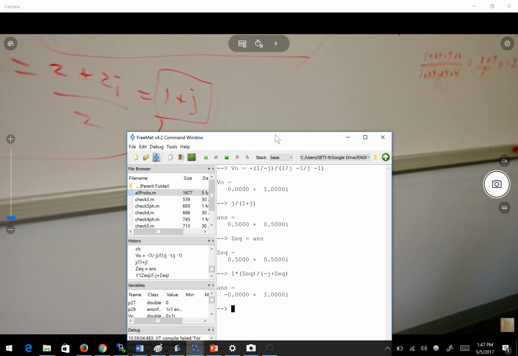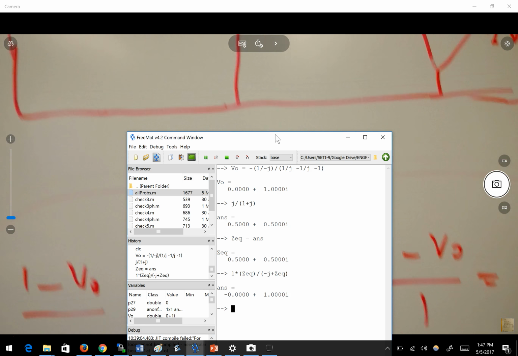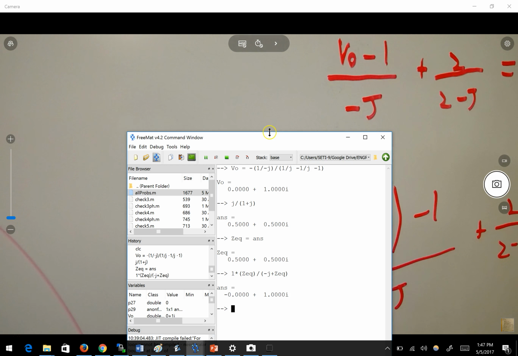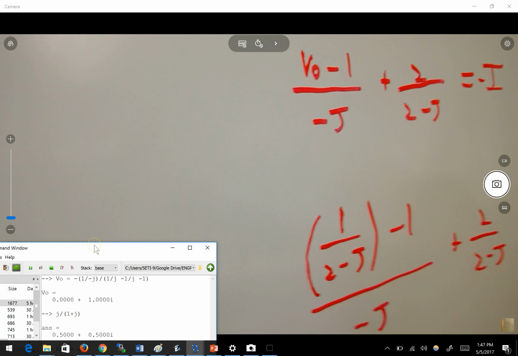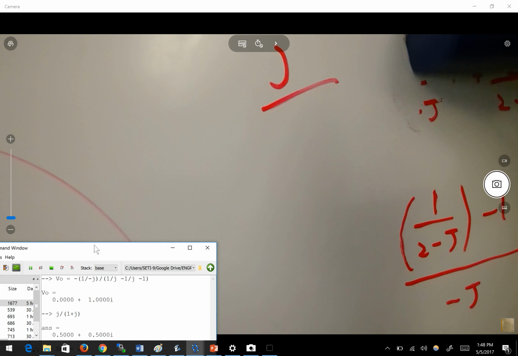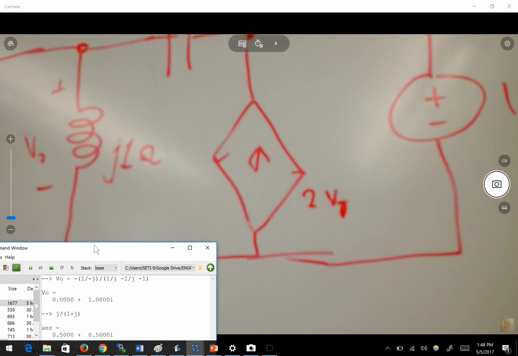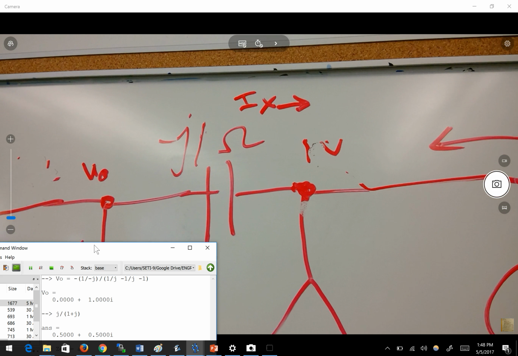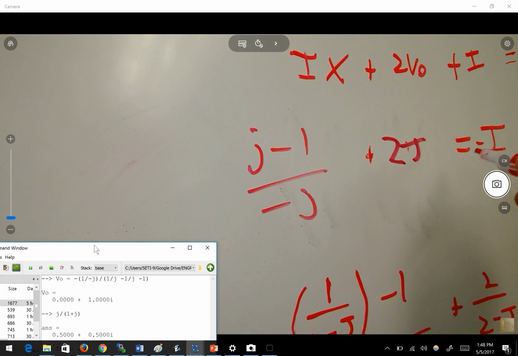So real fast, because we're already out of time, if VO is J, then what's IX? So Ix would be J minus 1 over negative J. Hopefully we can get an answer that agrees with what Duncan has. But the odds of this are really... So it's J minus 1 over, what was it? And then this is going to be 2J. So Ix is J minus 1 over minus J, right? So J minus 1 over minus J plus, and that's what? 2VO, because VO is J, plus 2J equals minus I.